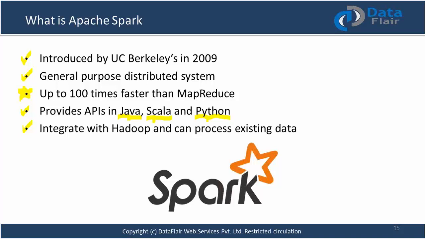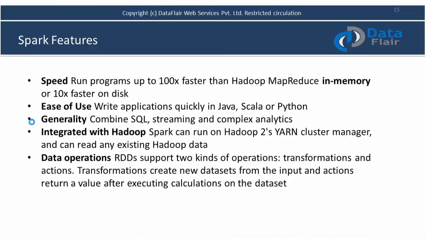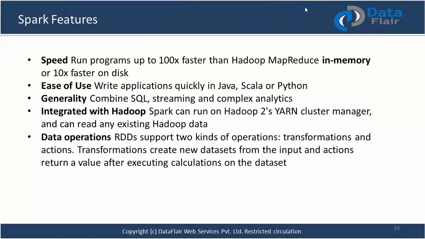Let's proceed ahead. Okay, let's talk about Spark features in great detail. First point, speed. If there is a new component, the first question from industries is about its efficiency. Guys, Spark runs programs up to 100 times faster than MapReduce when you are running the program in memory. But if you are using the disk, on disk, it's 10 times faster.